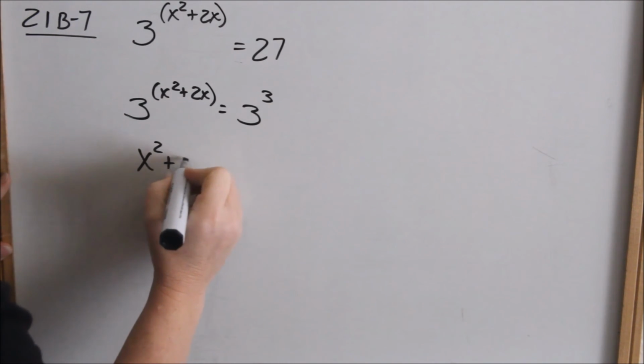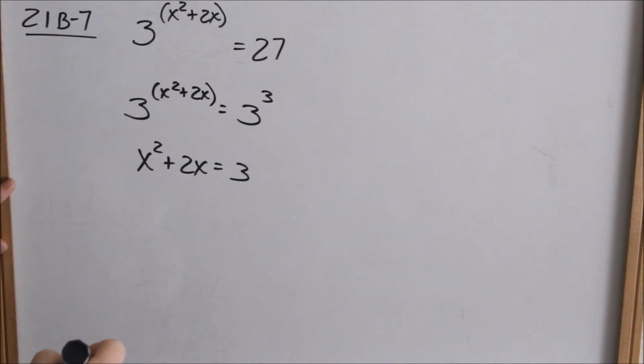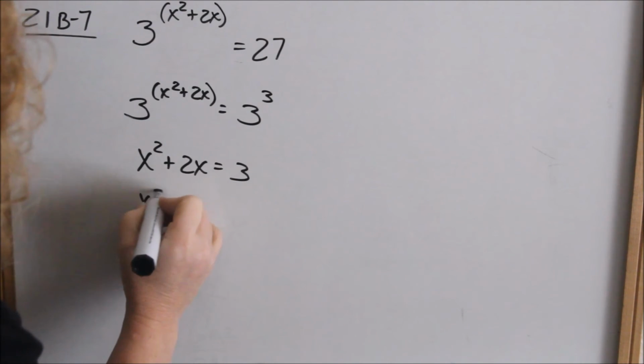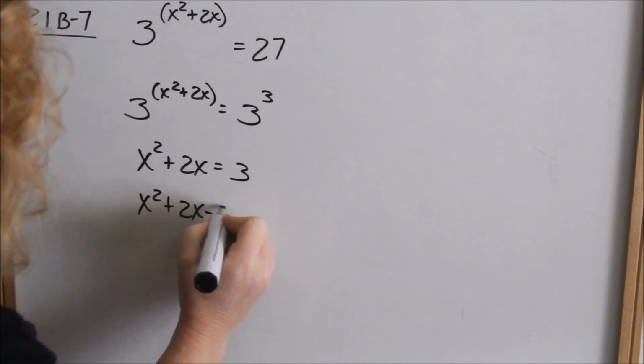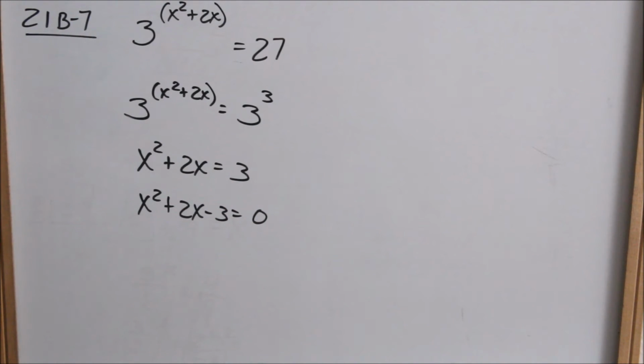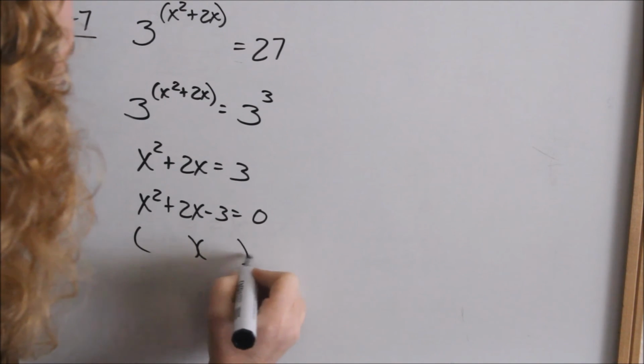So I have x squared plus 2x equals 3. It's a quadratic equation. How do you solve a quadratic equation? Let's move this over and set it equal to 0. So subtracting 3 from both sides. Now the first thing you want to do is see if it factors. If it doesn't factor, you have to use the quadratic formula. This one will factor.